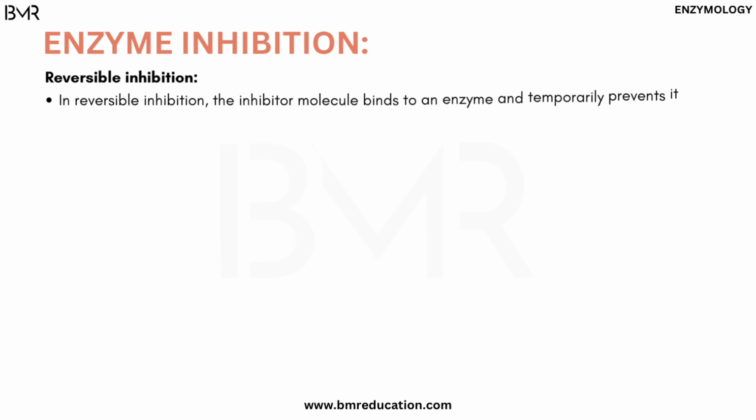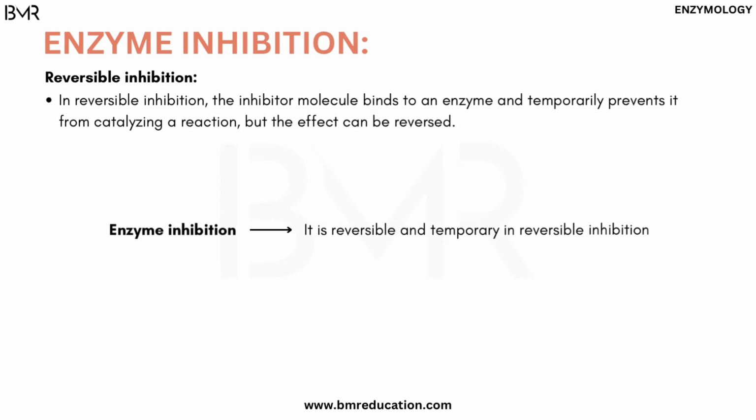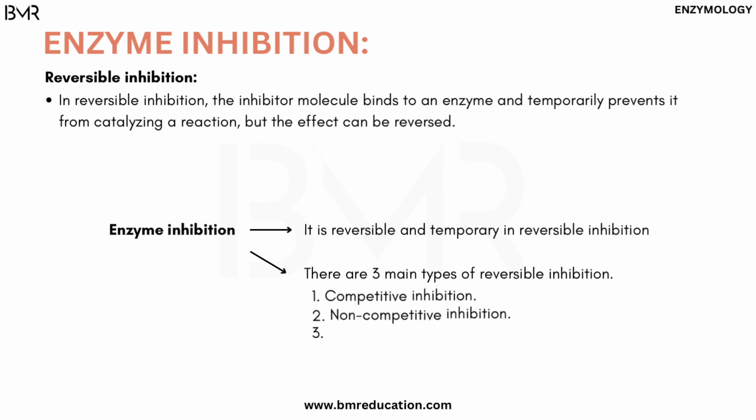In reversible inhibition, the inhibitor molecule binds to an enzyme and temporarily prevents it from catalyzing a reaction, but the effect can be reversed. And there are three main types of reversible inhibition: competitive, non-competitive, and uncompetitive inhibition.